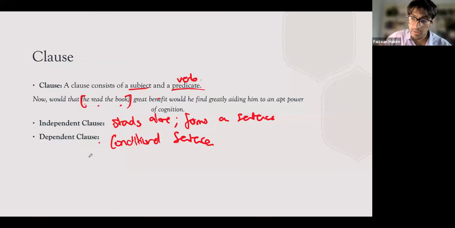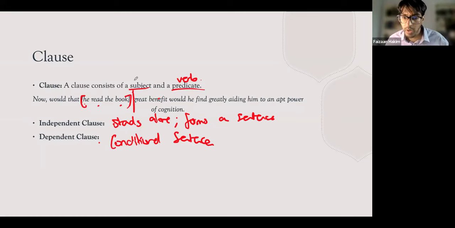This is when you have a sentence inside of a sentence. Over here, this is a conditional sentence. That if he would do this, then he would benefit from it greatly. His power of cognition would increase. So we can look for where is the first sentence? Where is the first clause, the dependent one? It's over here. Now, would that he read the book? If that were the case, then great benefit would he find, greatly aiding him to an apt power of cognition.